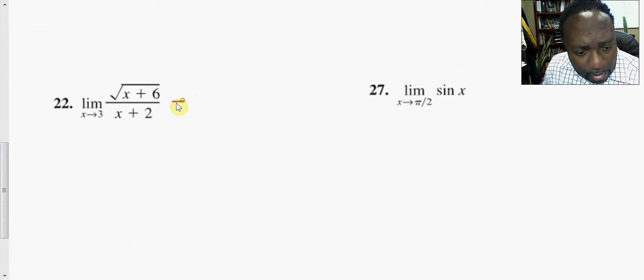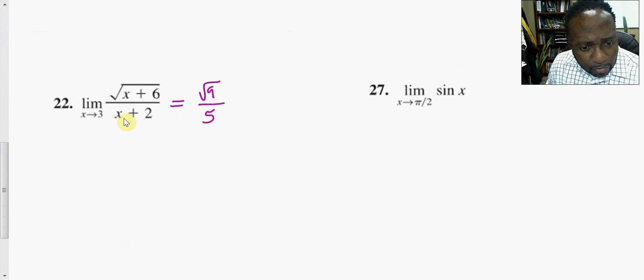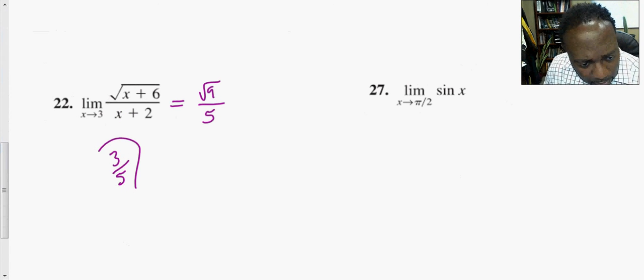What about this limit? What happens when you plug in x equal to 3? We have the square root of 3 plus 6, which is 9, all over 3 plus 2, which is 5. And so that just gives us 3/5.